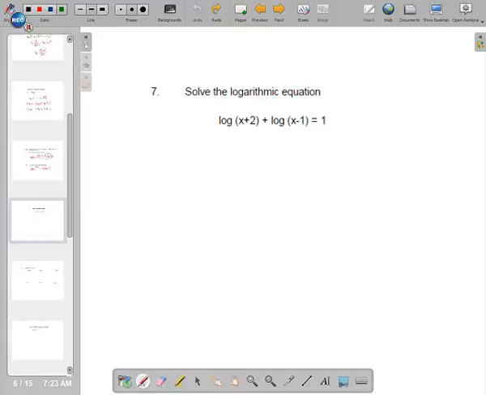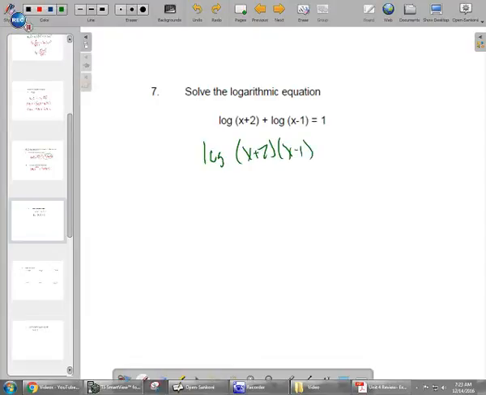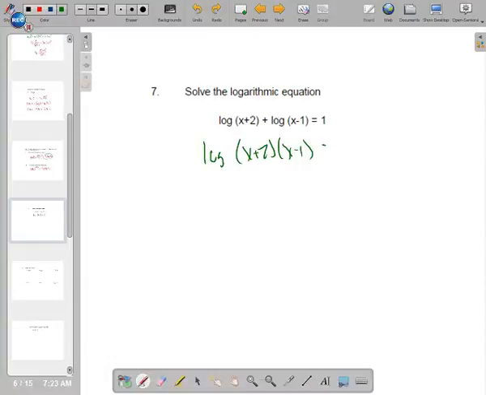Solve the log. When you have two logarithms, you've got to condense it first. So this is now going to be log of x plus 2 times x minus 1. Addition condenses into multiplication. And if it doesn't have a base, the base of the logarithm is 10. This is called the common log, and it has base 10. So 10 to the first is, if I expand that, x squared minus x plus 2x plus 1x minus 2. Now I have a quadratic.